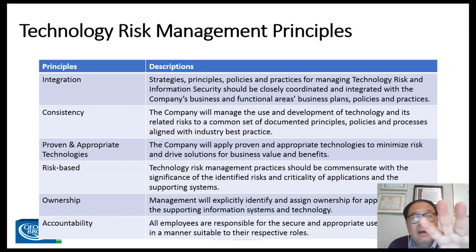Okay, it's a bit high level, it's a bit too much detail for you, but I just want to show this to you so that you can appreciate what a real life example looks like.